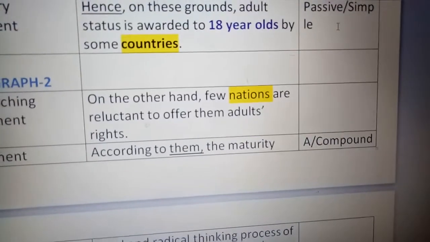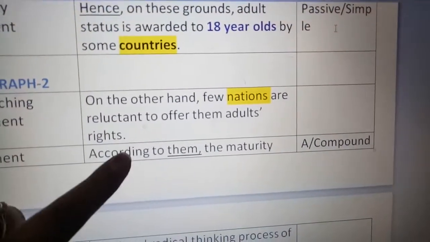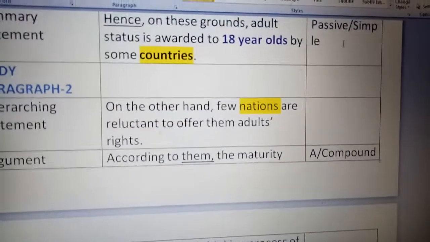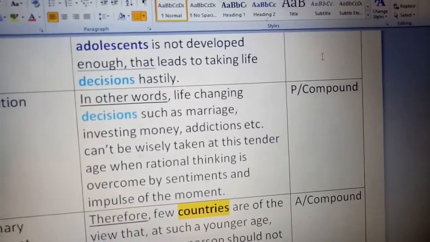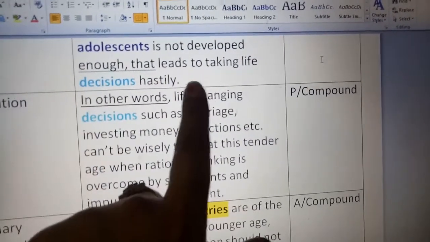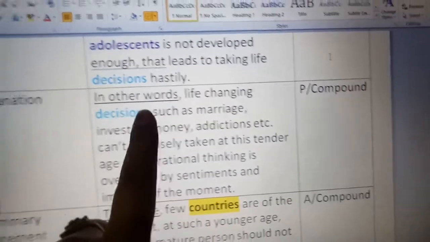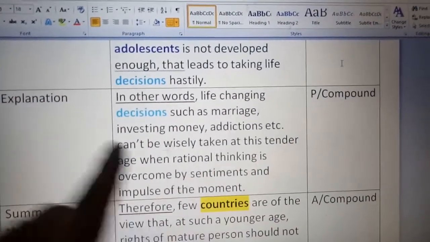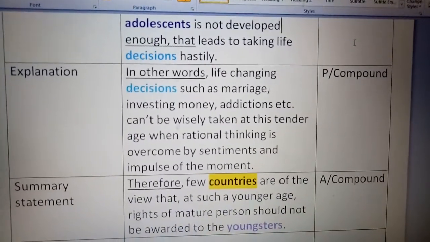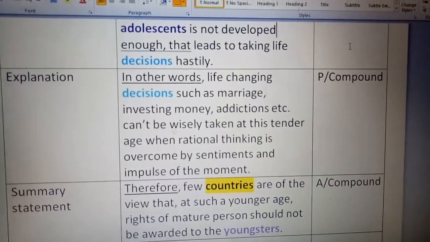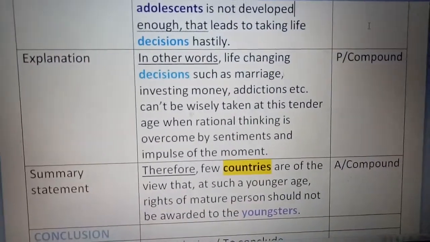adult status. Why? My argument is, according to them, see, this is not my viewpoint, so I'm saying according to them, the maturity level of the adolescents is not developed enough, that leads to taking life decisions hastily. In other words, I'm explaining it, life-changing decisions such as marriage, investing money, addictions, etc. can't be wisely taken at this tender age when rational thinking is overcome by sentiments and impulse of the moment.